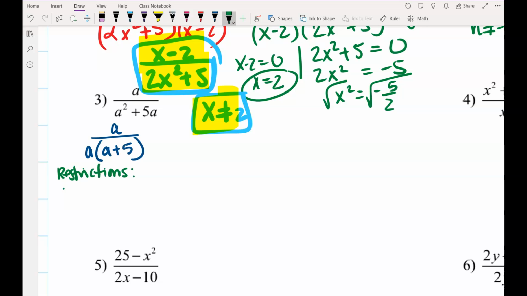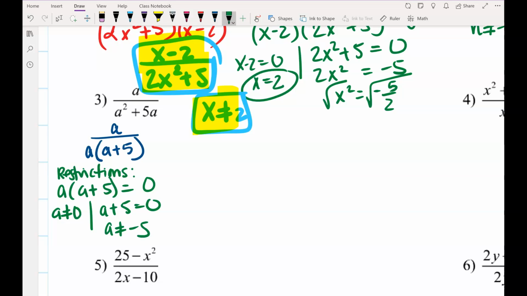Restriction says, take your denominator and set your denominator equal to 0. So now a can never ever be 0. This is a plus 5 equals 0. That means a can never ever be negative 5. Now we can cancel. Ready?